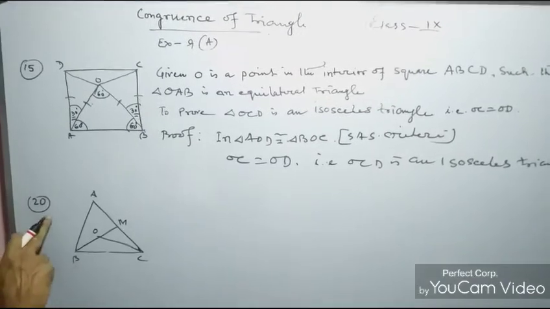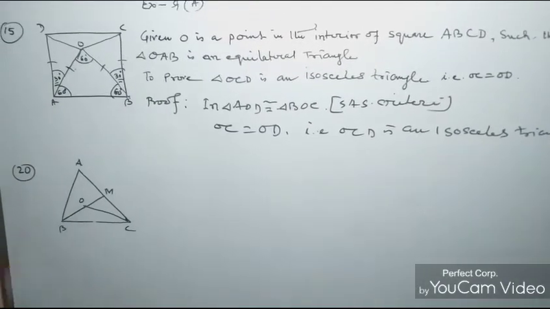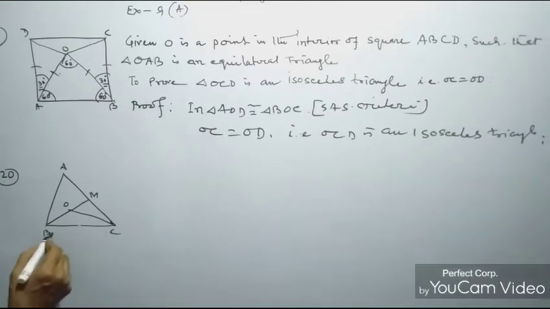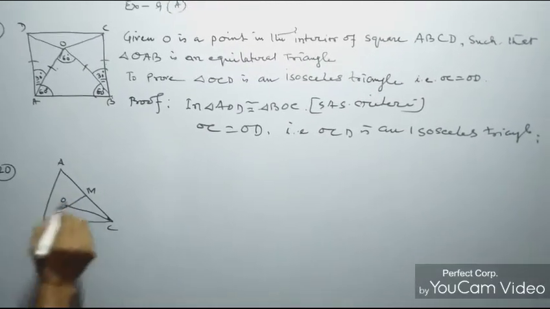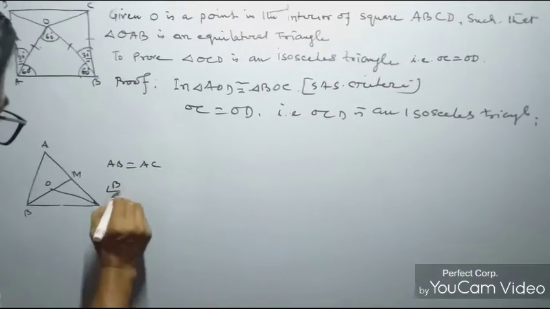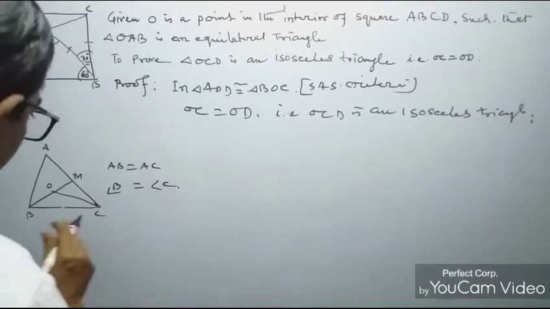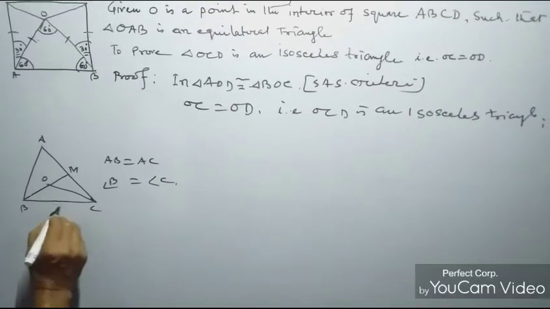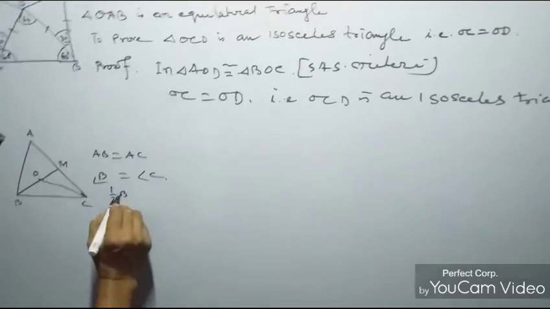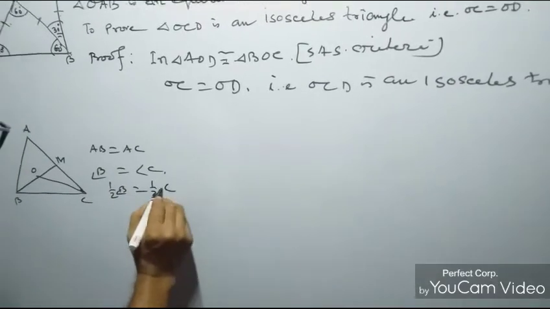Next, number 20. It is given that ABC is an isosceles triangle where AB equal to AC. That is, angle B equal to angle C. We know this is an isosceles triangle, so the angles opposite equal sides will be equal. Then we can say that half of angle B equal to half of angle C.